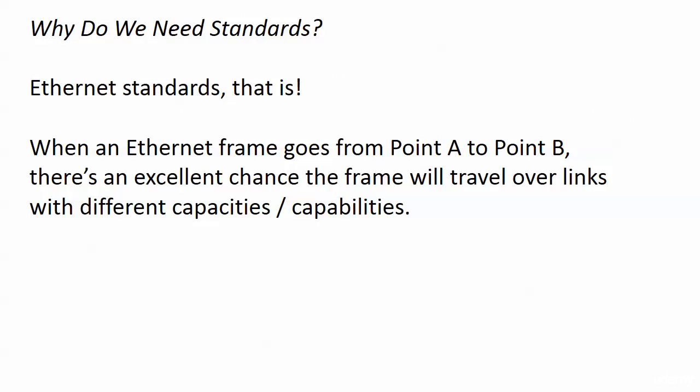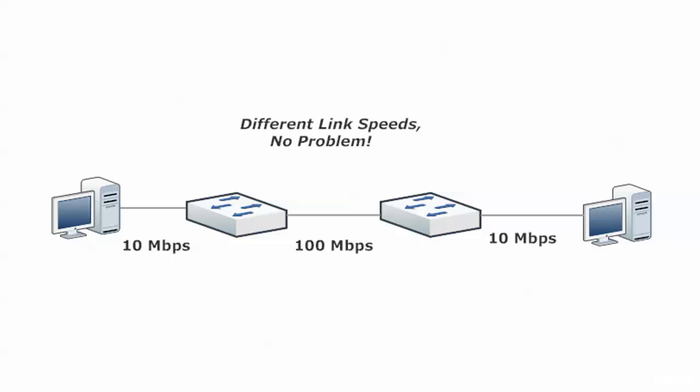Now, why do we need these standards to begin with? Well, when an Ethernet frame goes from point A to point B, whether that's in a test network or whether it's in a campus network, there's an excellent chance that the frame is going to travel over links with different capacities and capabilities. And here, very simple network, something you'd find in a lab. We've got a couple of 10 meg links and we've got a 100 meg link. And Ethernet handles this beautifully. There's no problem at all.